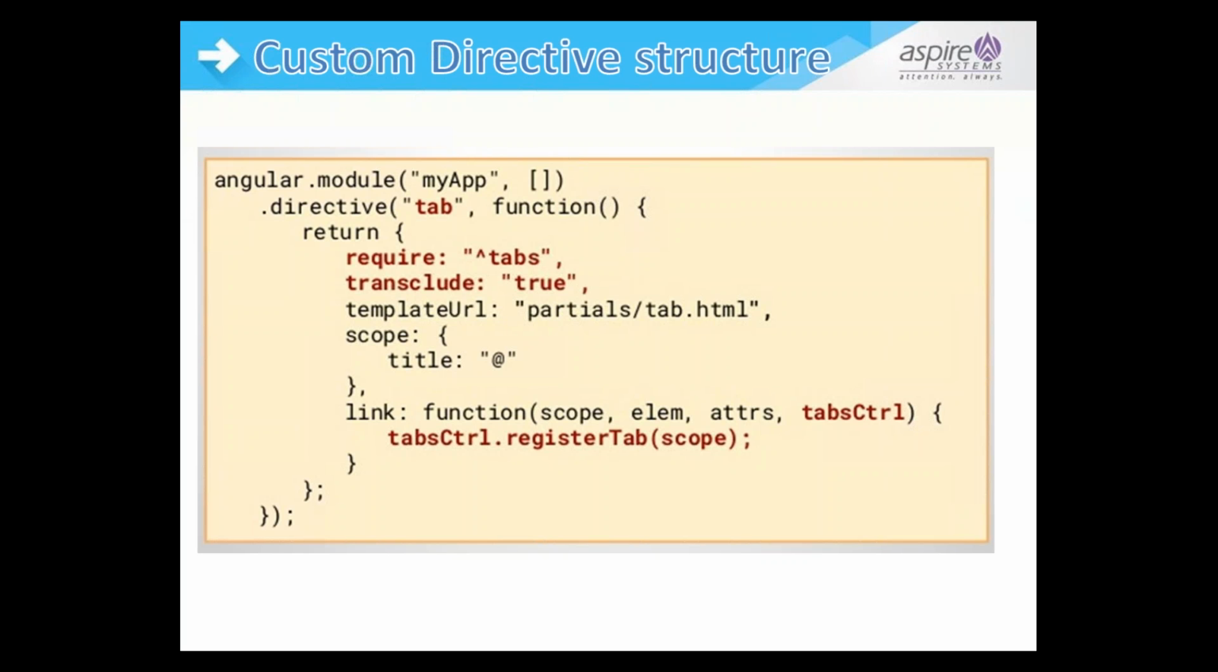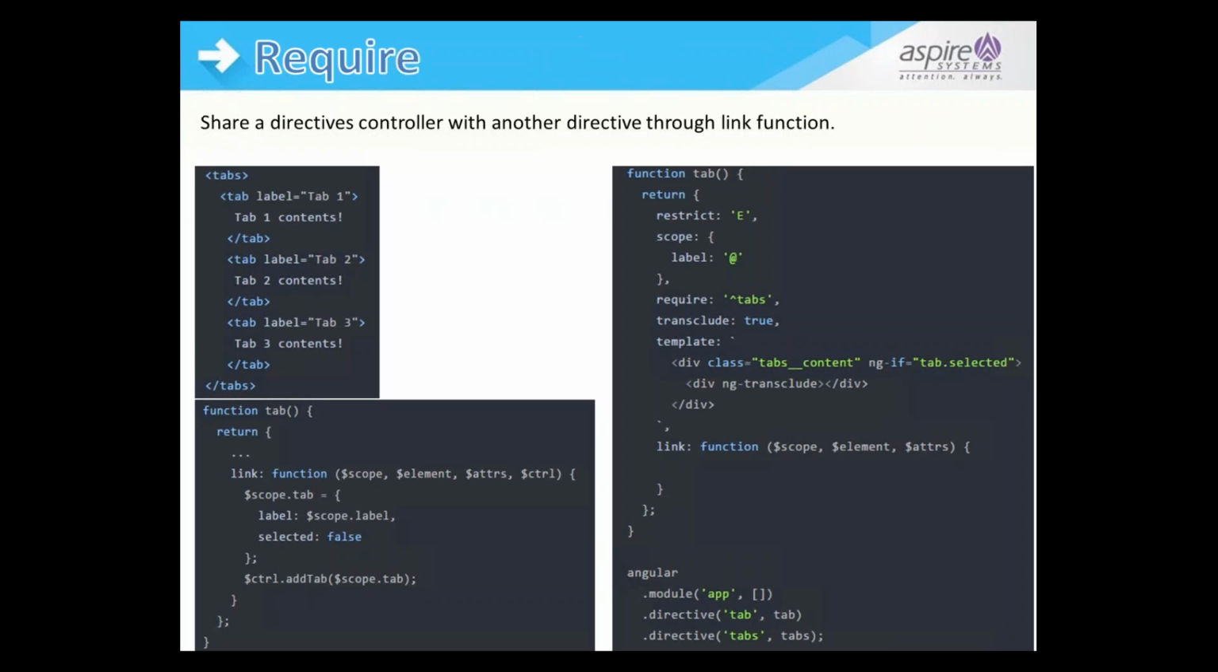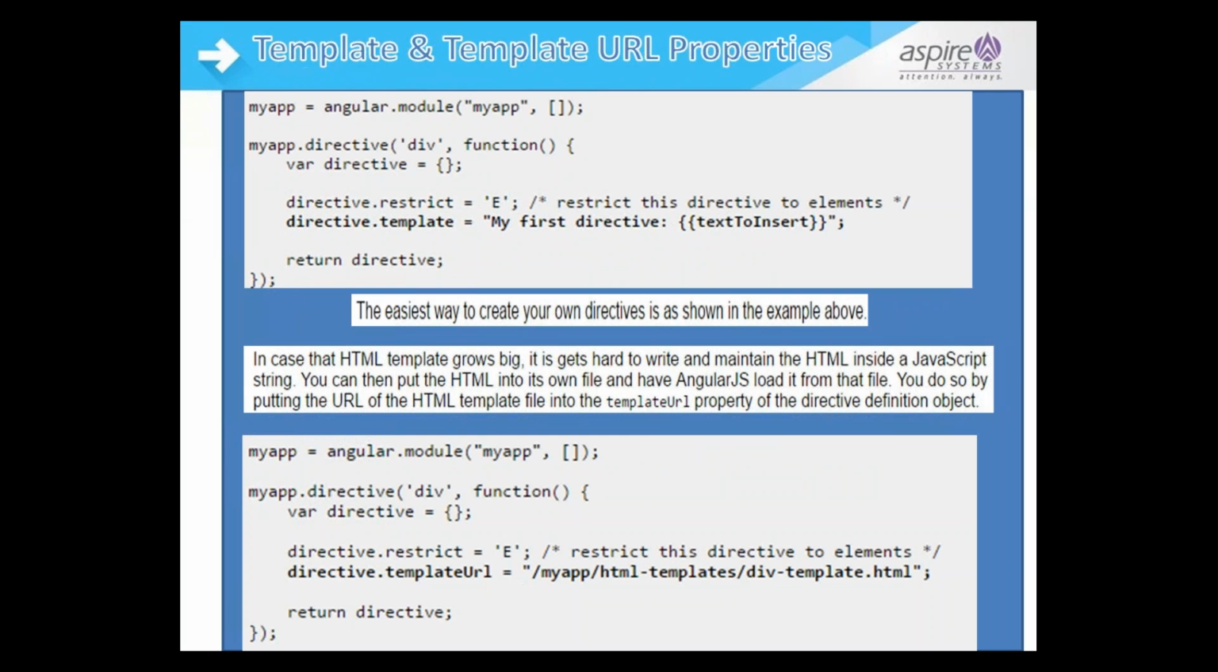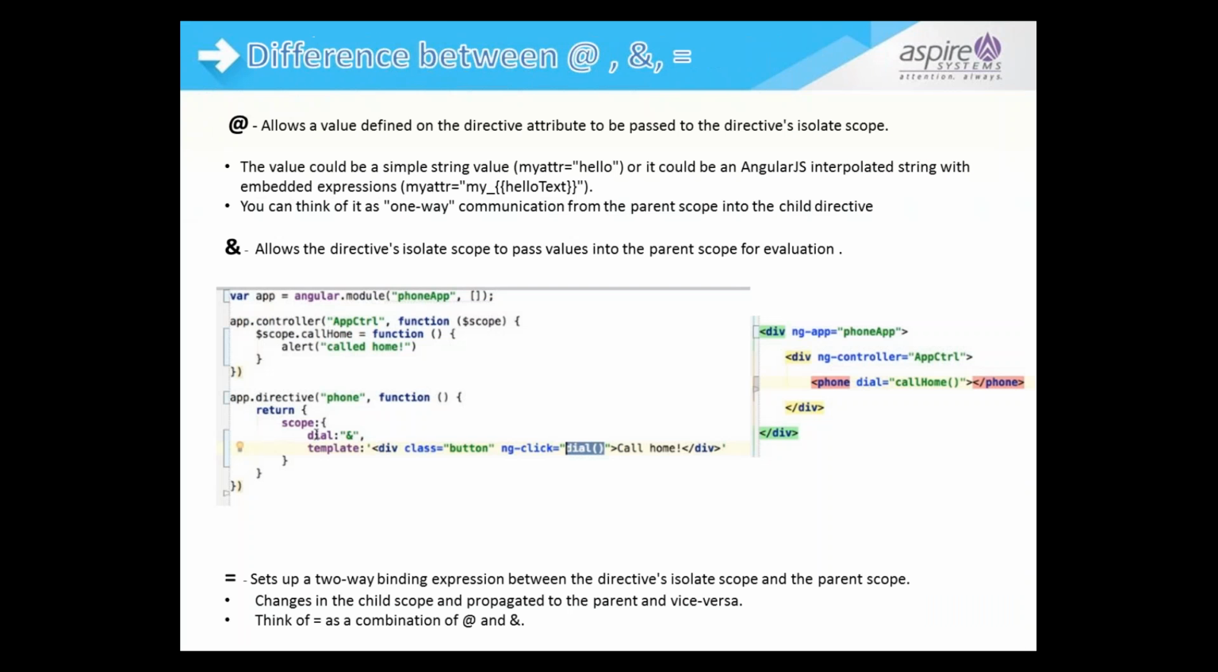If you start learning more about directives, you can see different types of symbols inside a scope. Here the symbol used is at. Sometimes you use a symbol like equal to. Sometimes they'll use a symbol called and. Very confusing if you don't understand it. But it's very simple if you just read it properly. Here it's mentioned. It's very simple.